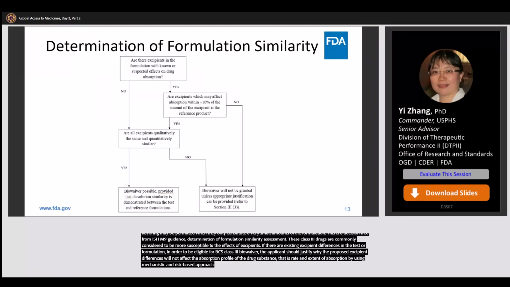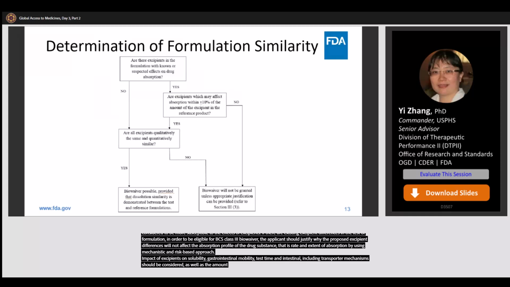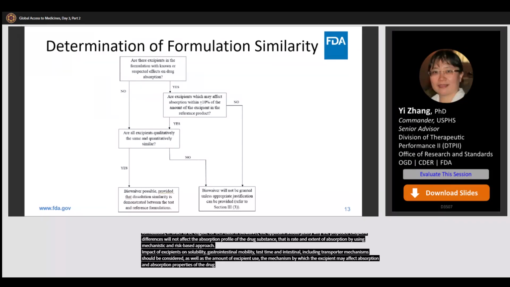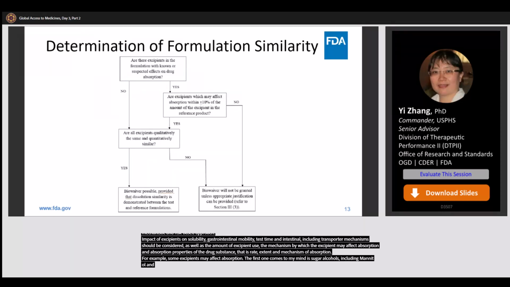The impact of excipients on solubility, gastrointestinal motility, transit time, and intestinal permeability, including transporter mechanisms, should be considered, as well as the amount of excipient used, the mechanism by which the excipient may affect absorption, and absorption properties of the drug substance, that is, rate, extent, and mechanism of absorption. For example, some excipients may affect absorption. The first that comes to my mind is sugar alcohols, including mannitol and sorbitol. Another is surfactants such as sodium lauryl sulfate.